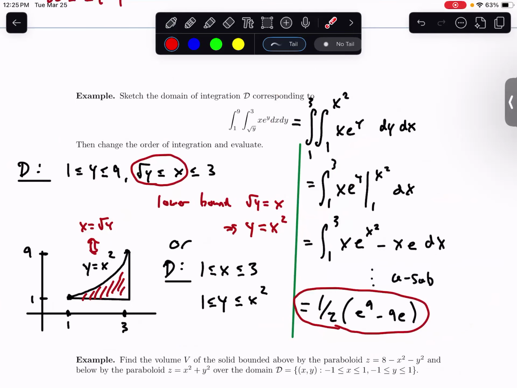Okay. Any questions about this example? Either part, but maybe this part. Any questions about what's going on? Okay, and it'll be more clear the more practice you get. It won't be too bad if you get enough practice.